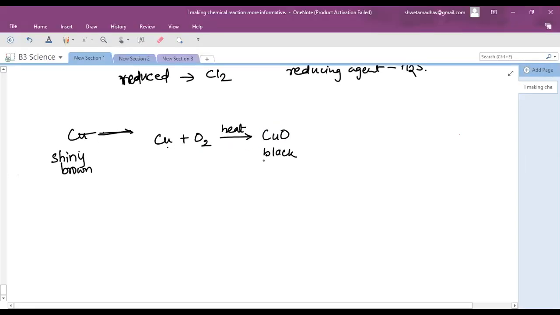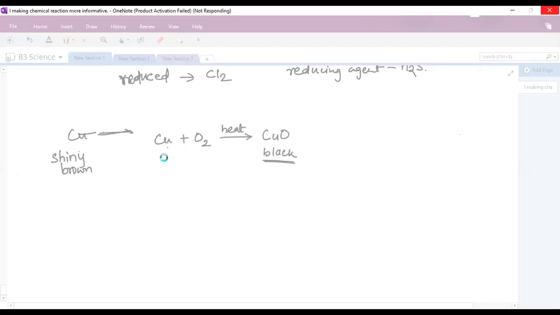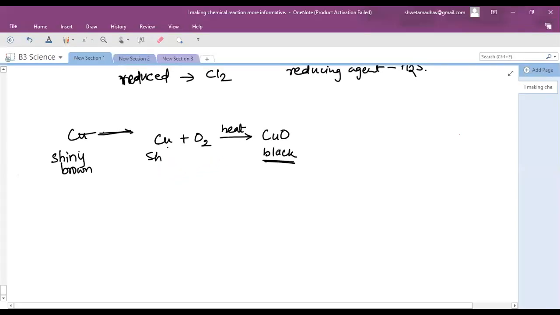So whenever a black-colored compound is there in your question, you have to remember that black color is copper oxide, and copper is a shiny brown colored substance.